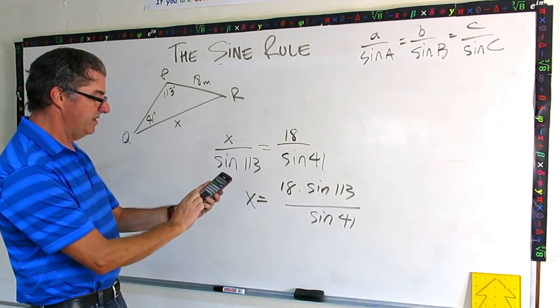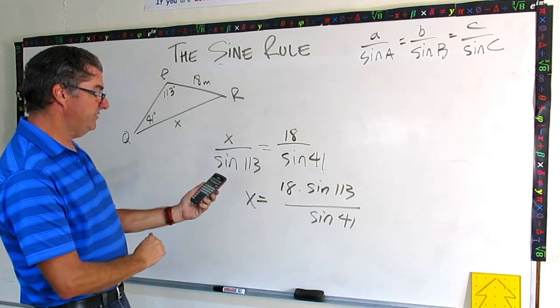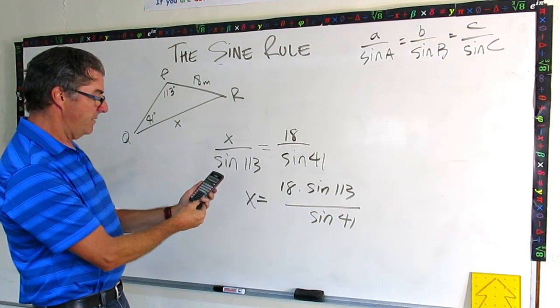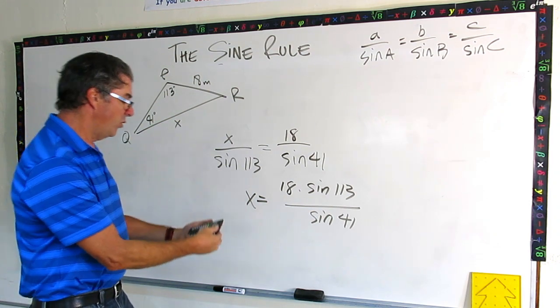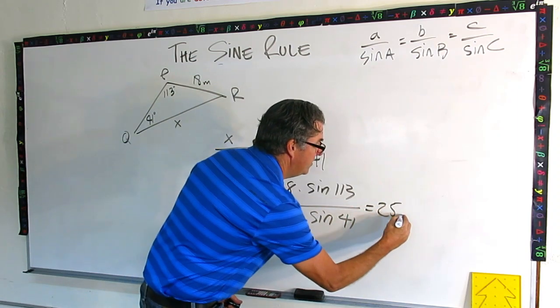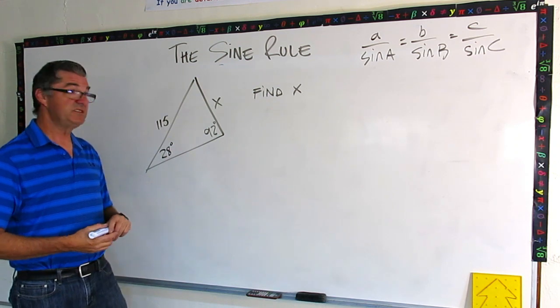18 times sine 113, that equals, now I'm going to divide by sine 41, and I'm going to get 25.3. So x equals 25.3. Okay, let's do the plug-in step first.